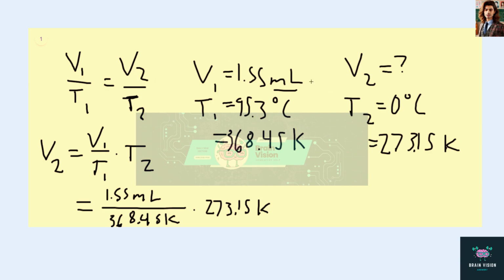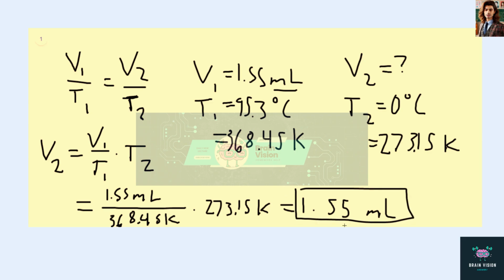don't matter as long as they are the same for both values. So both values of volume need to be the same, and both values of temperature need to be the same units. And so since I left this in milliliters, we'll just get our answer in milliliters. And that answer, when you solve this, is 1.55 milliliters. So that is the final answer.